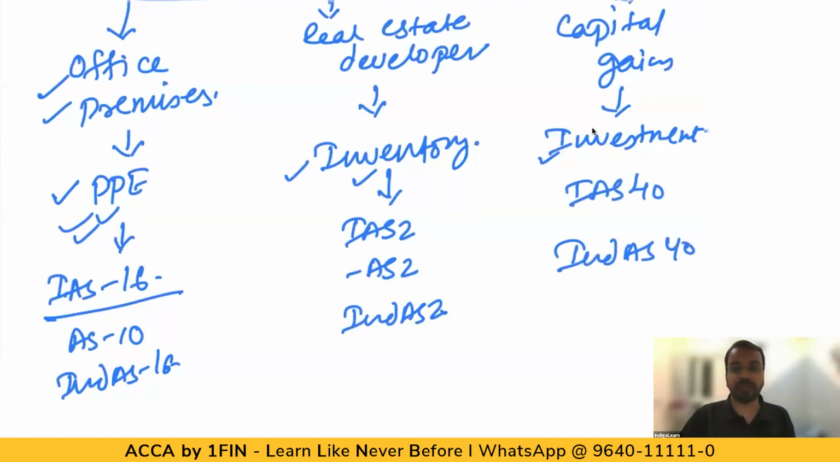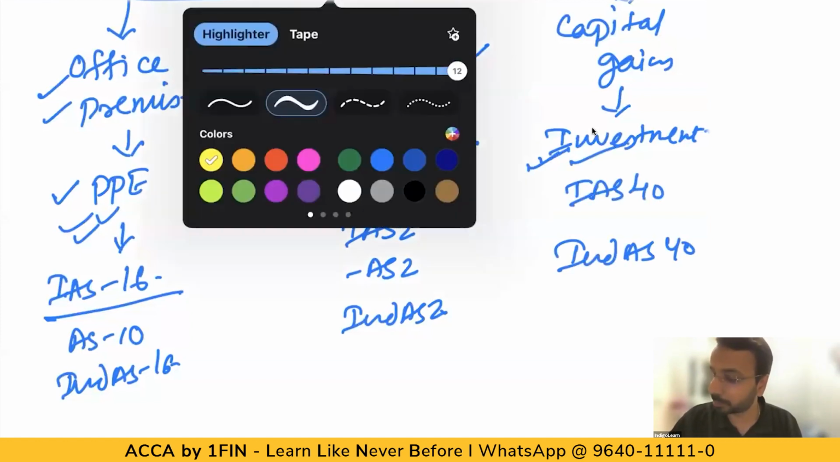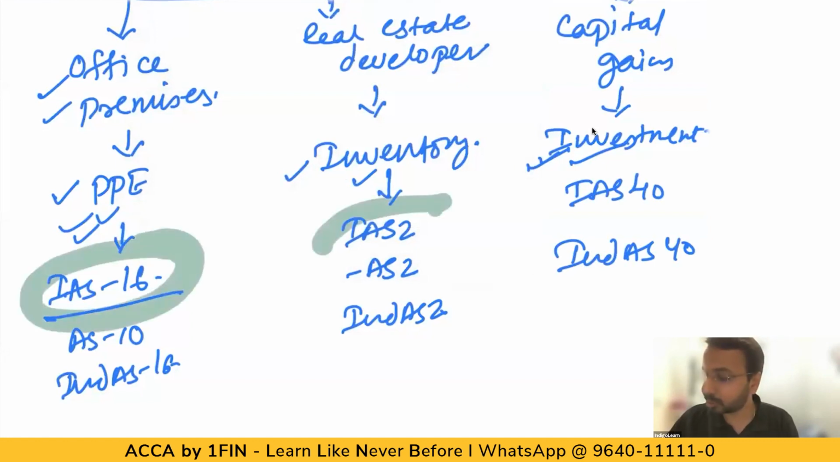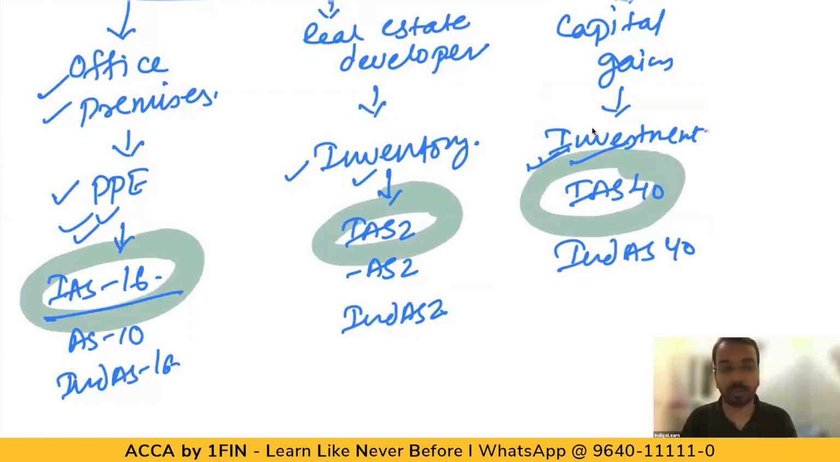Specifically in accounting standards, we have AS 13, but that does not clearly give us guidance as to how to account for these investment properties. Okay, so these are the areas that are covered when we talk about IAS 16 property, plant, and equipment, IAS 2 inventory, and IAS 40 investment property. So today what we'll do is we'll understand some things about PPE and investment property, basically IAS 16 and IAS 40.